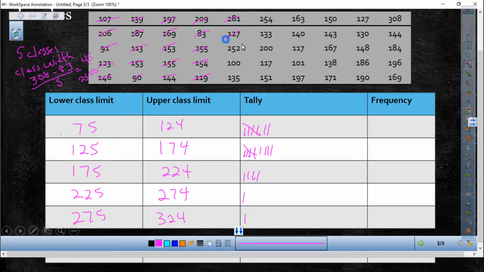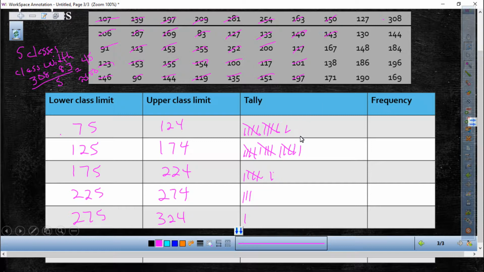127 is right here. 252 is right there. 100 is right here. 135. 254. 133, 200, 117, and another 117, 151, 163, 140, 101, 197, 150. Yes, this does sometimes take a little bit when you've got a bunch of them.